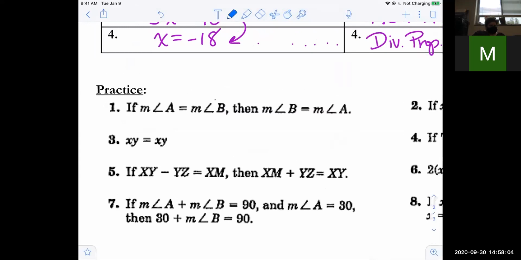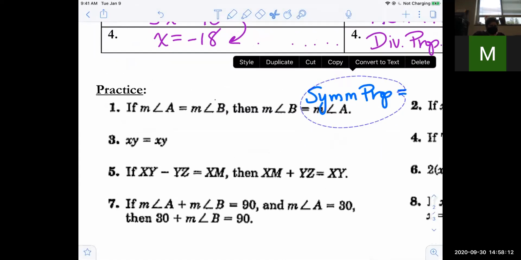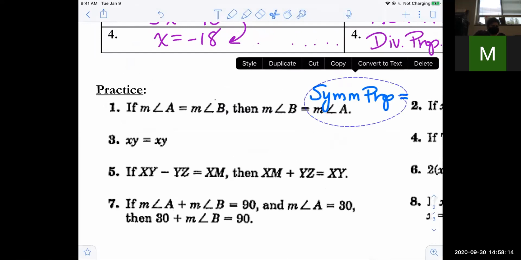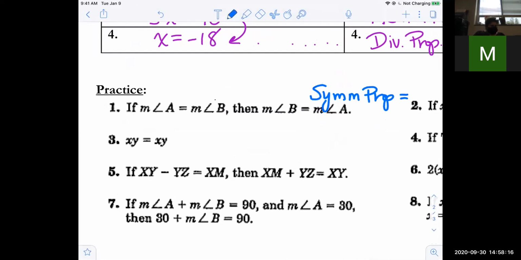Kendall, what's number one? Symmetric property of equality. Okay, all right. Kind of hard to squeeze that in there. On our homework tonight, there's also kind of hard to squeeze it in. Okay, it's symmetric because you're taking the two sides and you're switching them around, right? Switch is symmetric.